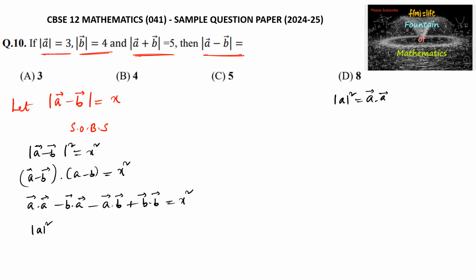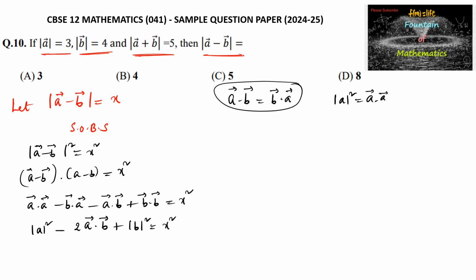That is mod A square minus A dot B, and B dot B both are same. Dot product is commutative, so A dot B is equal to B dot A. So minus B dot A minus A dot B, we can have minus 2 times of A dot B plus B dot B, that is mod B square is equal to x square. And mod A square value is 3 square minus 2 times of A dot B plus mod B square is 4 square is equal to x square. That is x square is equal to 9 plus 16, that is 25, minus 2 times of A dot B.